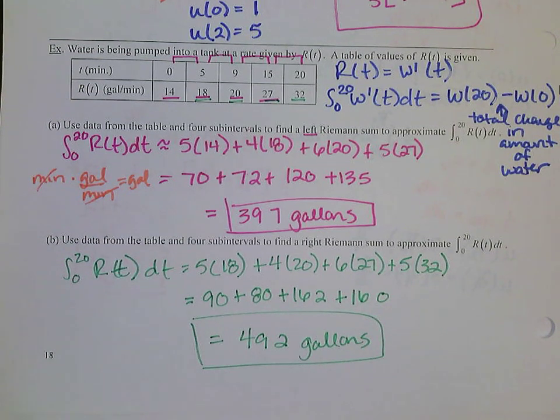So our left endpoint gives us an estimate in the change of the volume being 397 gallons. Our right Riemann sum gives us an estimate in the change of volume being 492 gallons. That's a pretty big margin of error there. But if we have more information about the function, for example, if we actually knew the equation of R, the rate at which the water was flowing into the tank, we could find the exact amount of change and not just an approximation there. Do you have any questions?